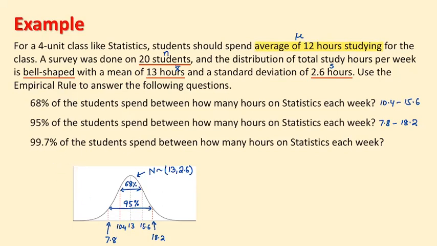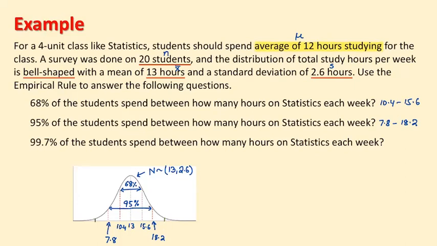Similarly, to answer the third part, let's go up to 3 standard deviations and down to 3 standard deviations from the mean. 3 standard deviations above the mean will be somewhere there. Let me use a different color to draw it. On the other side, it will be somewhere there. So 1 standard deviation up by adding 2.6 to 13 gives 15.6. 15.6 plus 2.6 is 18.2. 18.2 plus 2.6 will be 20.8.